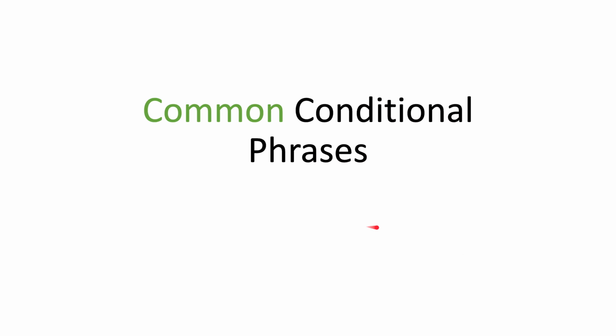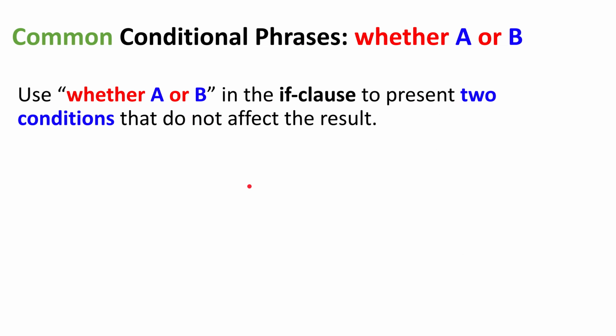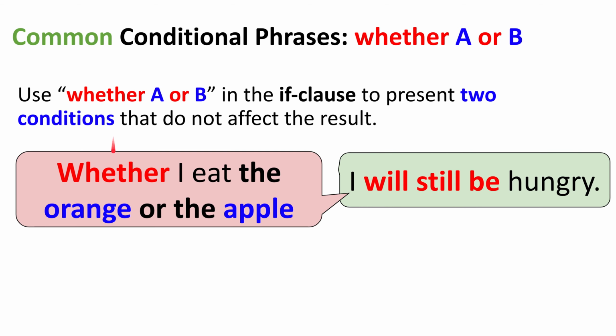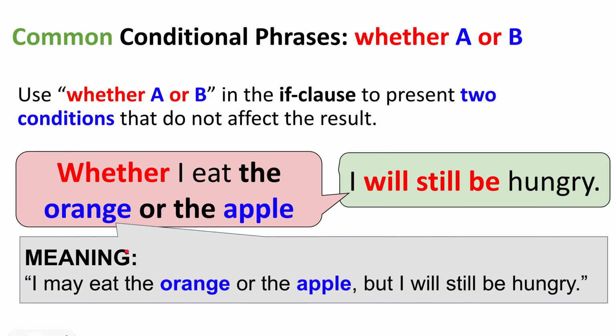Moving on now, let's talk about common conditional phrases. The first one we'll look at is whether A or B. We use whether A or B in the if clause to present two conditions that do not affect the result. For example, I will still be hungry whether I eat the apple or the orange. Whether I eat the orange or the apple, I will still be hungry. What is the meaning of this conditional? I may eat the orange or the apple, but I still will be hungry.